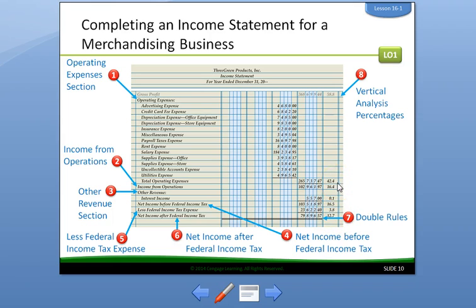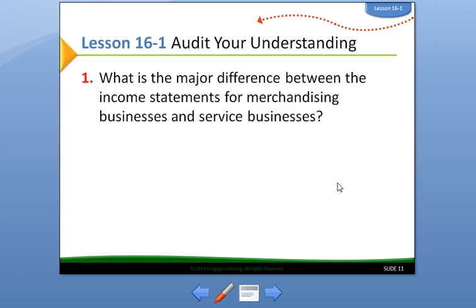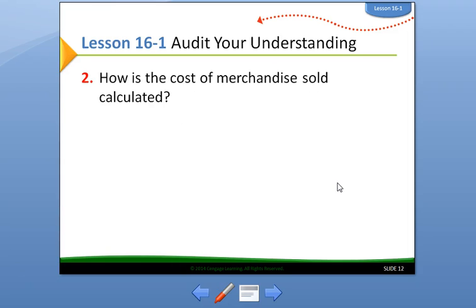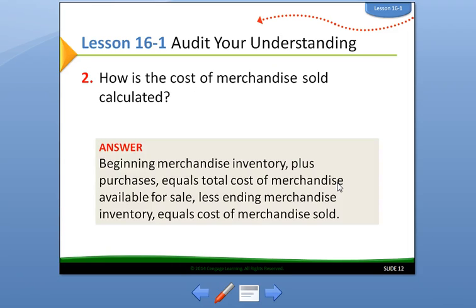All right, we're going to practice all of this in our work together. Audit your understanding. What is the major difference between the income statements for a merchandising business and service business? The cost of merchandise sold section. How is the cost of merchandise sold calculated? So the beginning inventory, January 1, plus any purchases equals the total cost of merchandise available for sale. And then you take inventory again on December 31st, so you subtract that out, and that's the cost of merchandise sold.